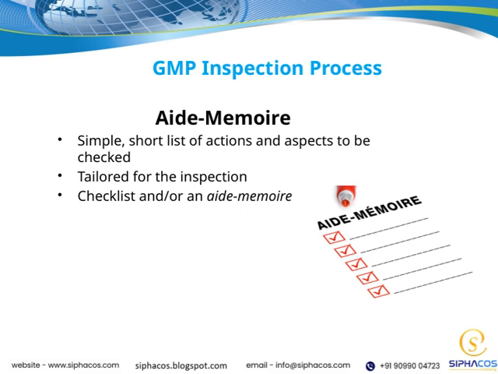The aid memoir is often tailored specifically for each inspection, meaning it can be customized to suit the particular context or areas of focus. It acts as a handy checklist or guide, ensuring nothing important is overlooked during the process. This approach is part of the GMP inspection process, helping to streamline the inspection and maintain consistency. The goal is to make the process more efficient, clear, and organized, ultimately supporting a thorough and effective review.